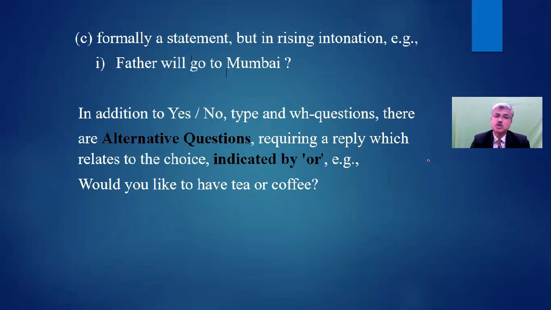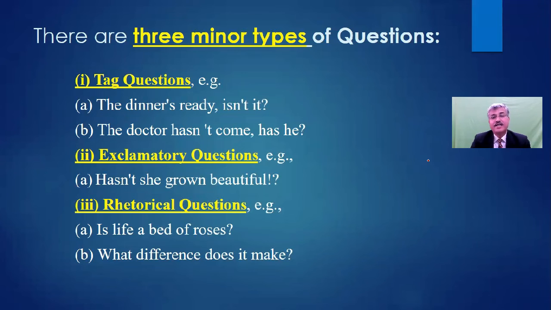In addition to yes no type and WH questions, there are alternative questions requiring a reply which relates to the choice indicated by or. Example, would you like to have tea or coffee? Here it requires a reply. There are three minor types of questions. Number one, tag question, exclamatory question, rhetorical question.